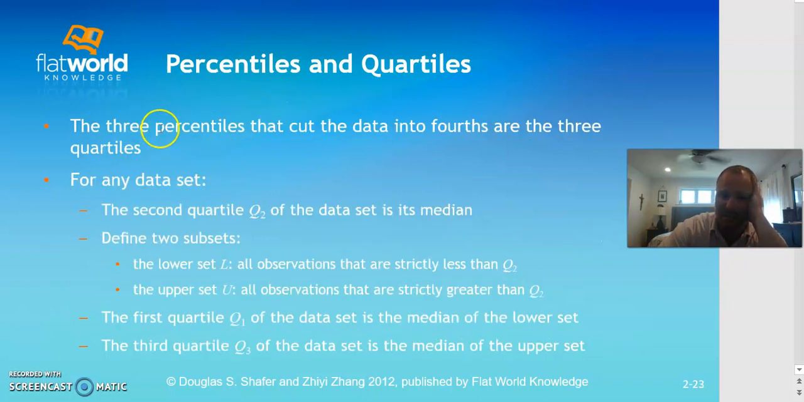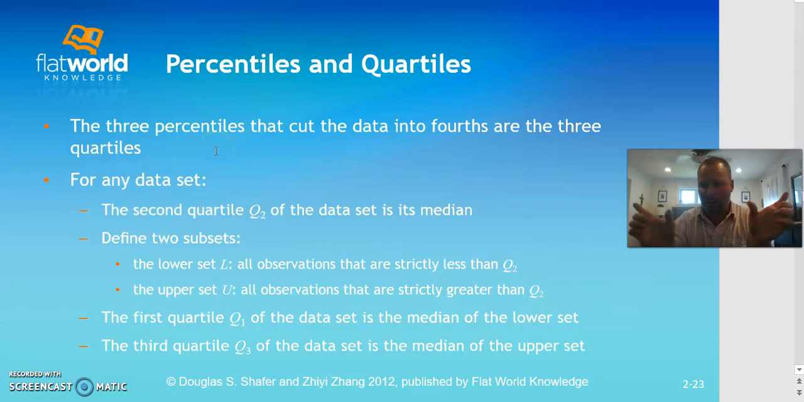Okay. Percentiles and quartiles. The 3 percentiles that cut the data in fourths are the 3 quartiles. So basically we're breaking it into 4 sections. We have our outer 2 sections and then our inner 2 sections. Those inner 2 sections are very special. They're actually called the interquartile range. But those outer 2 sections represent the max and the min at the ends there, okay? The second quartile Q2 is in fact the median. So you have the median, which is right in the middle, okay?